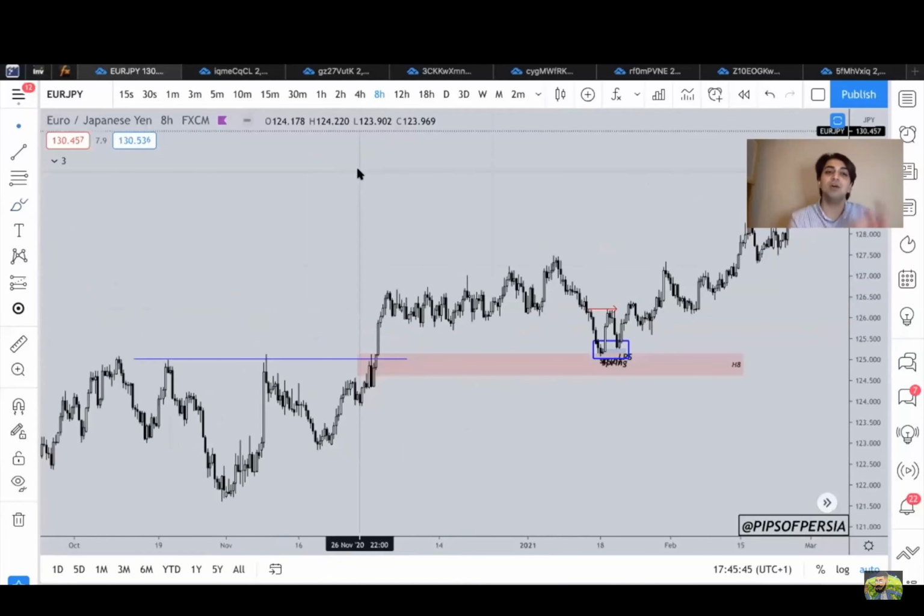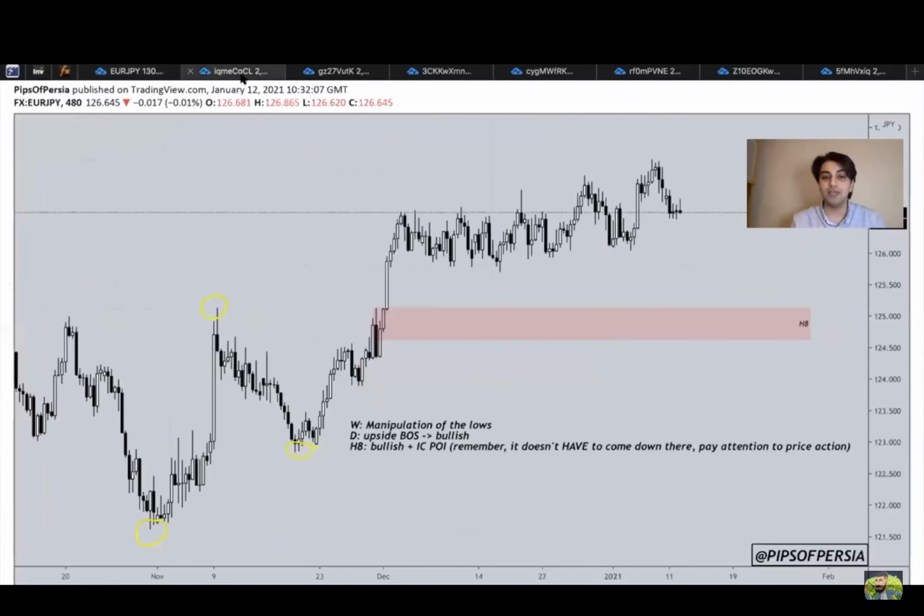Now I want to see if the demand is still valid. So what you see over here is what I have written over there. 8-hour bullish. We've got our institutional candle as a point of interest. Remember, it doesn't have to come down there. Pay attention to price action. That's what I've written over there, because not always will it come down there. Sometimes it can reaccumulate and then go higher.